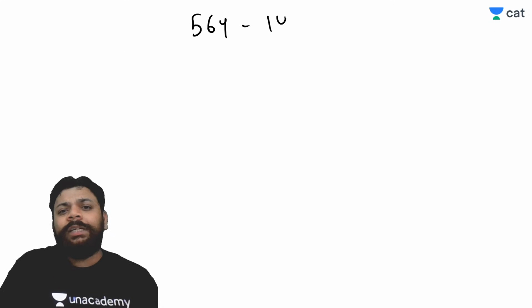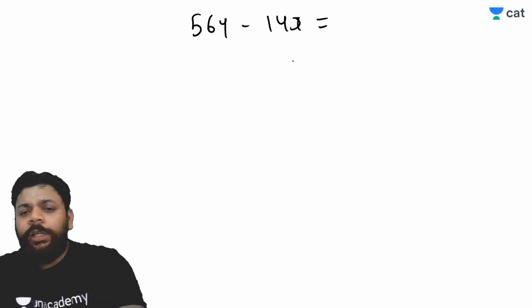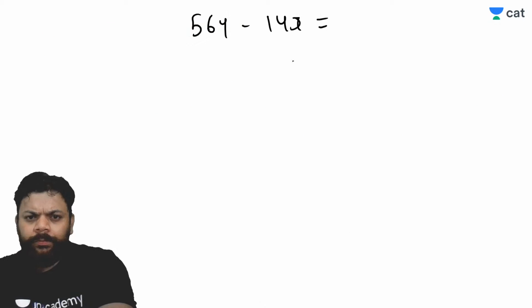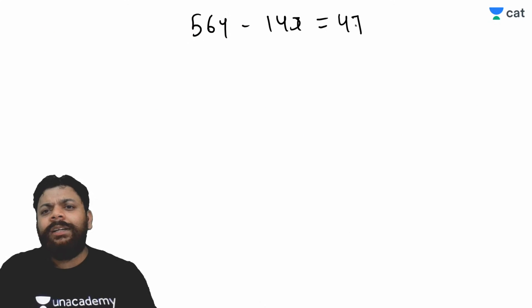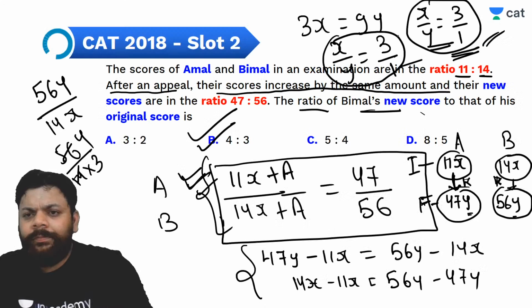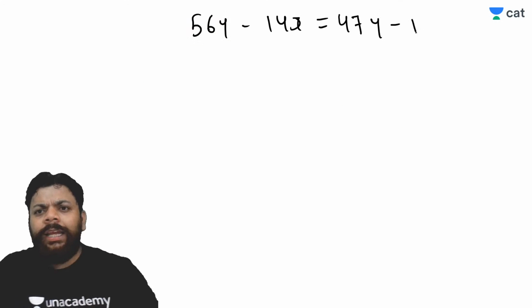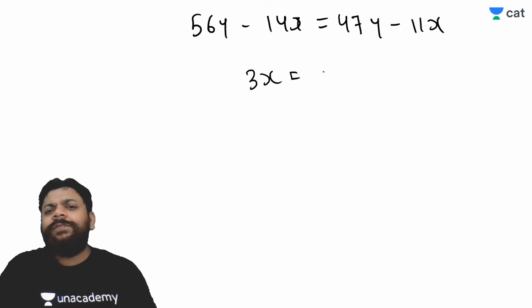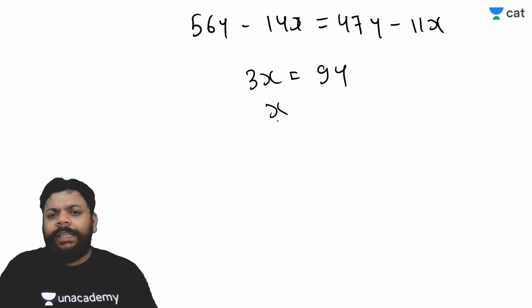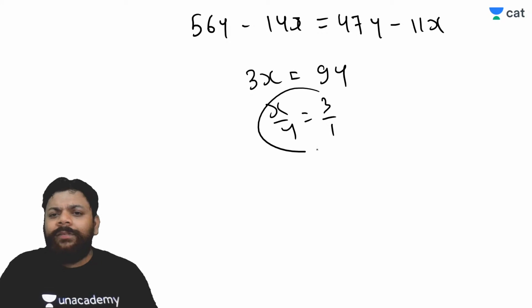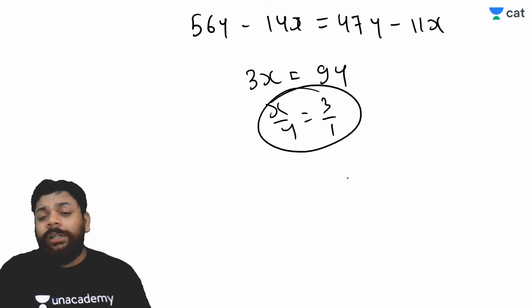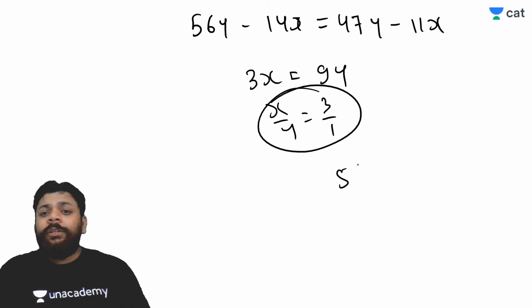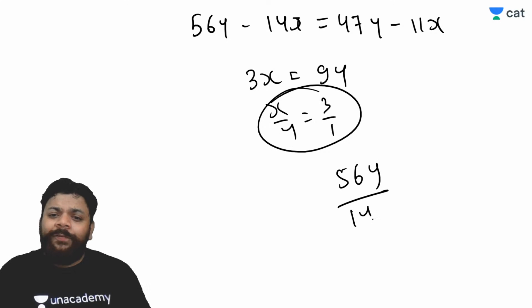56y minus 14x must be equal to 47y minus 11x. ये मैंने लिख लिया. यहां से डेफिनेटली मैं बोल सकता हूँ 3x will be equal to 9y, तो x by y will be equivalent to 3/1. एंड तुम्हें क्या निकालना है, ओल्ड न्यू टू ओल्ड, तो यू हैव टू फाइंड 56y by 14x.